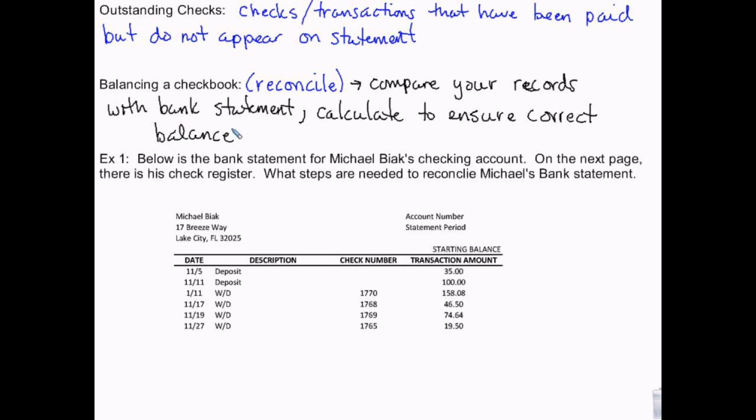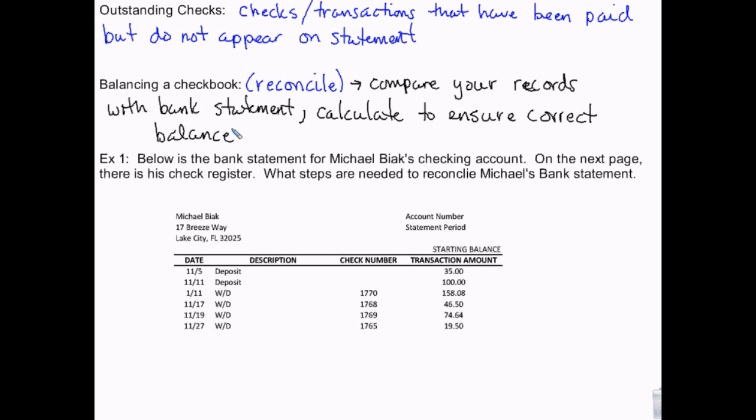And there's 2 reasons to do this, 2 major reasons. The first is if you made a mistake and you forgot to put in a transaction, forgot about a monthly fee, forgot any kind of ATM fee or anything like that, this will help you to catch that so that you can put it into your check register and make sure you have the correct balance.